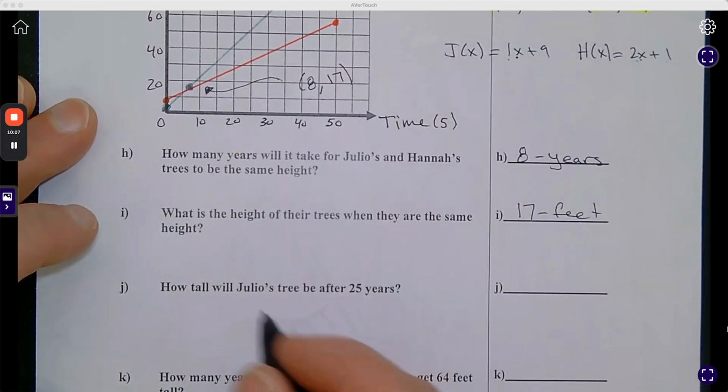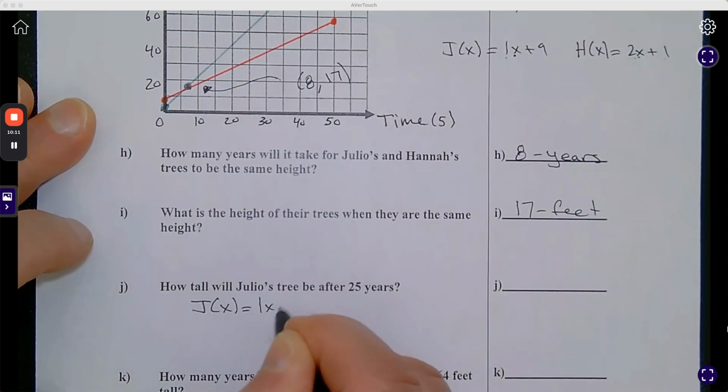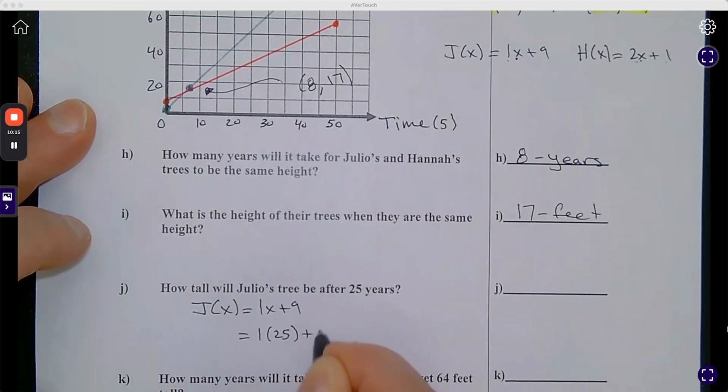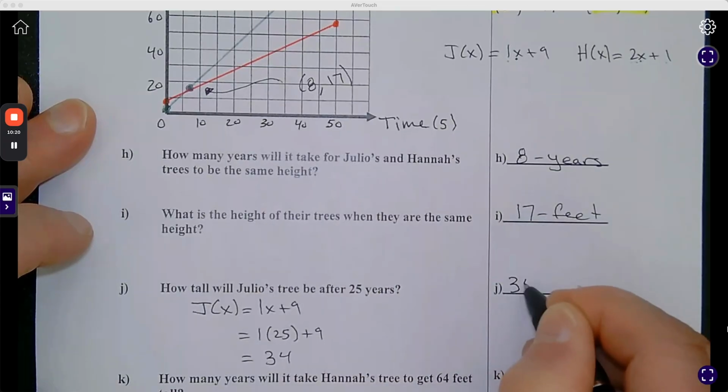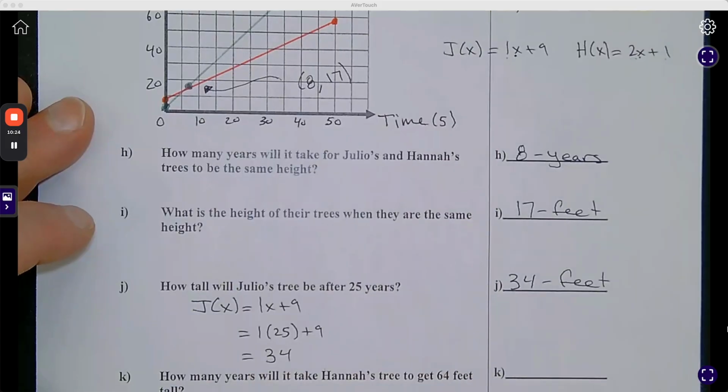How tall will Julio's tree be after 25 years? Well, here is Julio's function. So I'm going to let x be 25. And when I simplify that, I get 34. So after 25 years, the tree will be 34 feet tall.